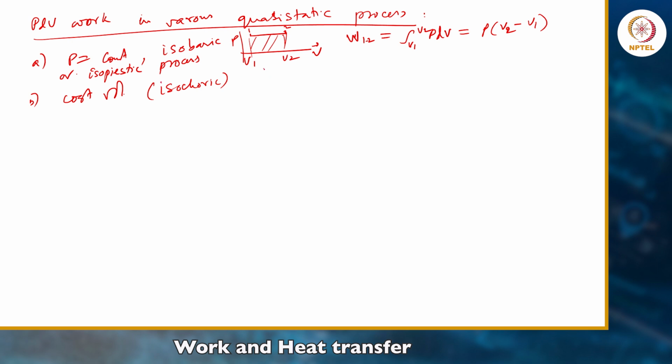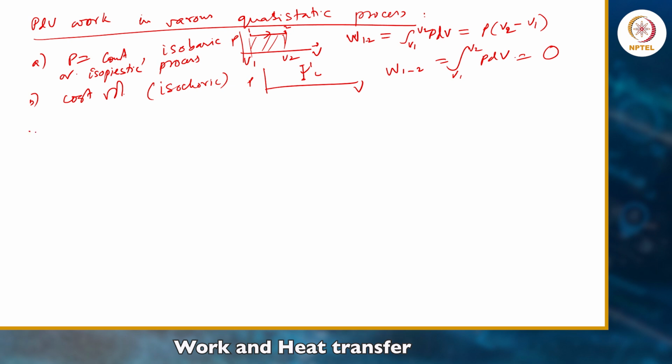Isochoric process. So the P-V process is like this, 1 to 2. This is P, and W12 is the integration of P dV from V1 to V2. So volume is not changing, so it becomes 0.